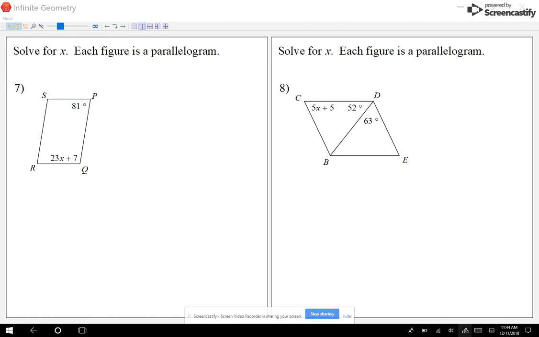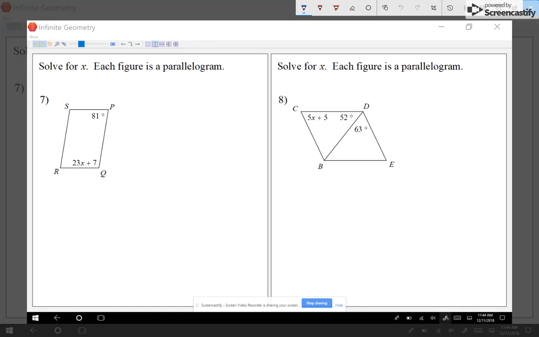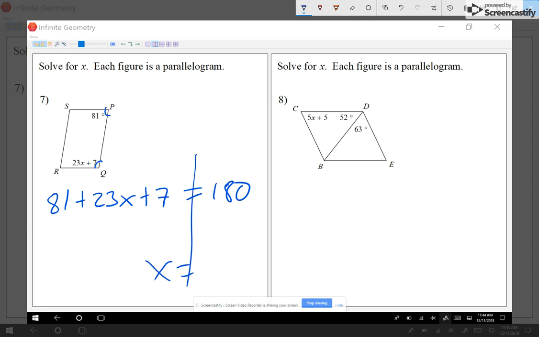Looking at my example 7 and 8, I have angle P and angle Q. They're adjacent. They're connected by a side. So that means you just add them up. 81 plus 23x plus 7 is equal to 180. For time-wise, I think the algebra you guys can do. You can just solve x equals something. I'm asking solve for x, so you're done, right? The angles are adjacent, so you add them up equals 180.